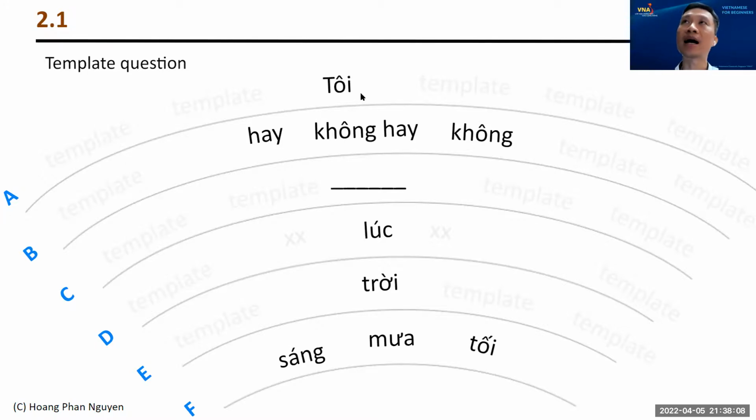So, I often do yoga when it's dark. Tôi hay chơi yoga lúc trời tối. Đúng rồi, very good. Now, hay is often. Không hay means not often. Và không means no, and don't. I don't often shower when it's raining. Tôi không hay tắm lúc trời mưa.